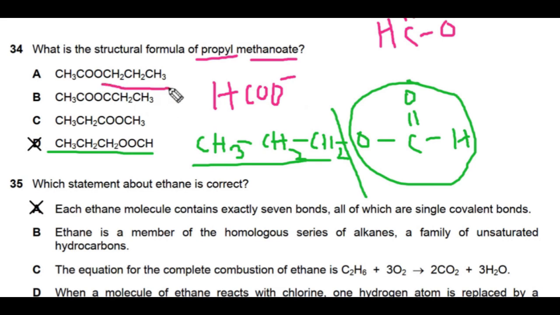But this is propyl ethanoate, with 2 carbons. So this is wrong. B is wrong. This is methyl propanoate, but the question is asking for propyl methanoate. So this is the right answer.